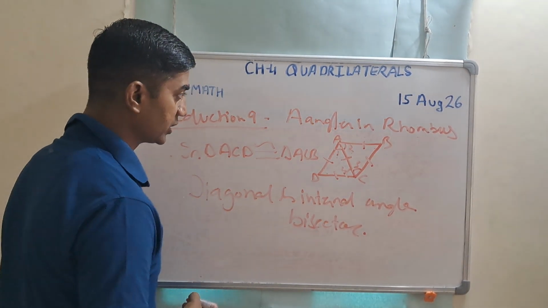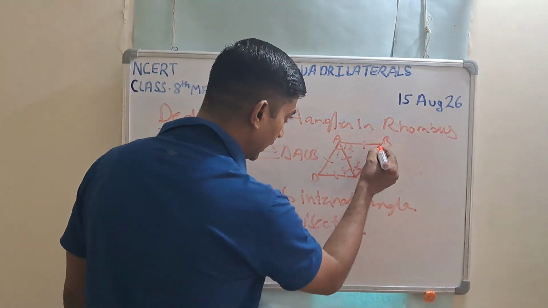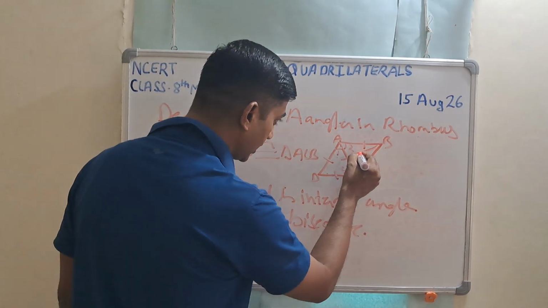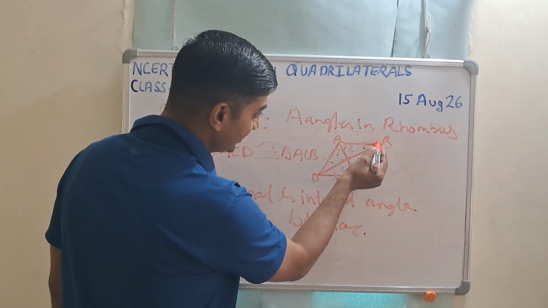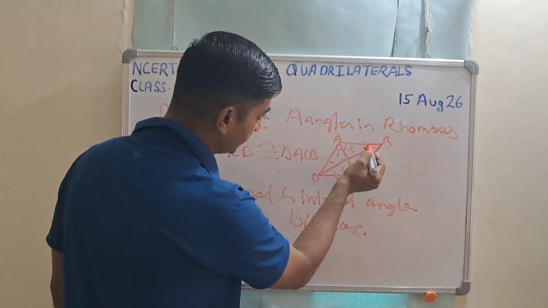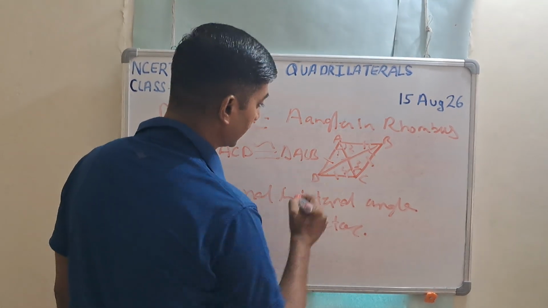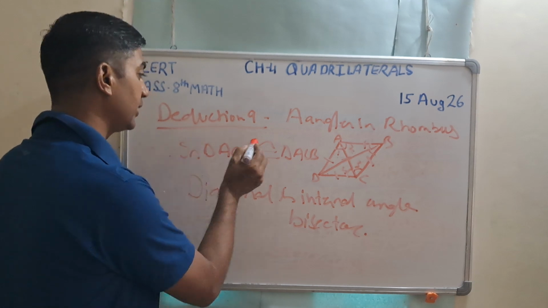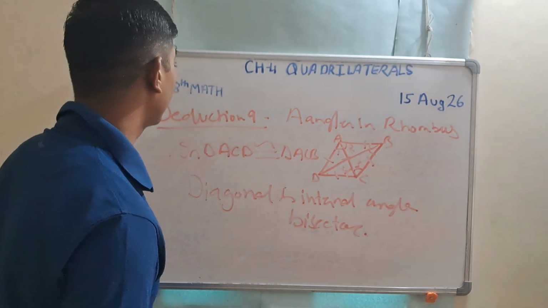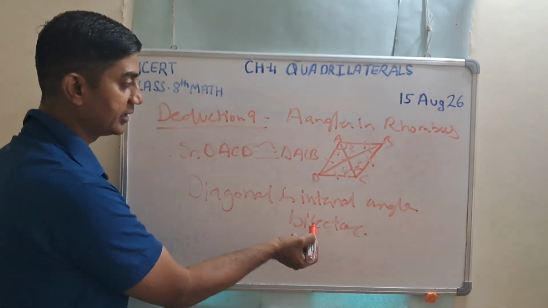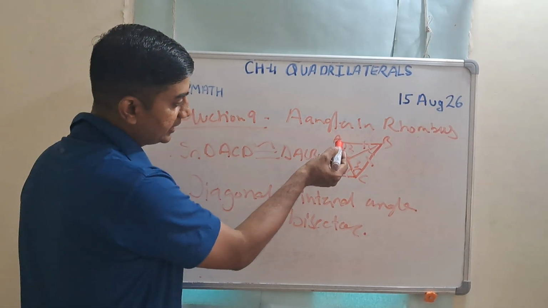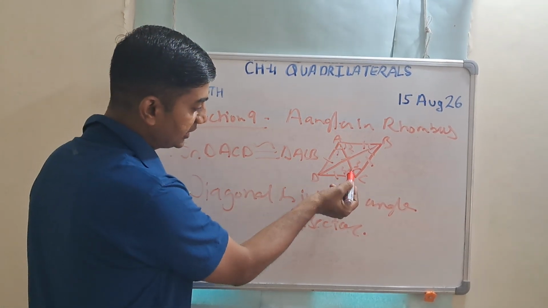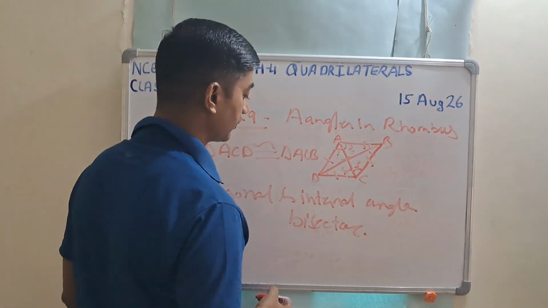This is our conclusion. In the same way, when you join the other diagonal, this angle B is bisected by this diagonal, means this angle is equal to this angle. This is the conclusion, and this is deduction 9, that angles in a rhombus are bisected by the diagonals.